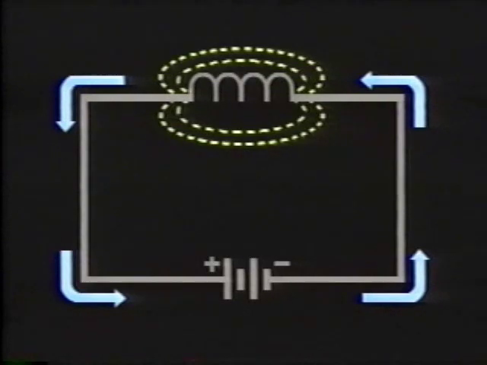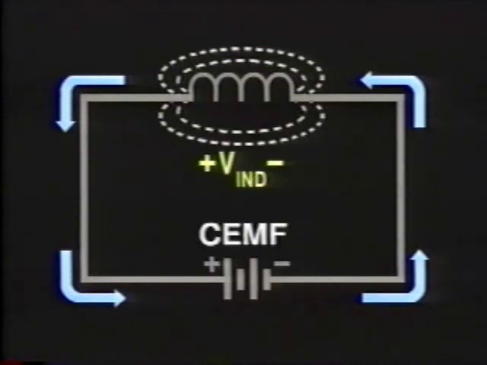This changing magnetic field, in turn, induces a voltage across the coil. The polarity of this induced voltage is such that it opposes changes in the magnitude of the current. This self-induced voltage created is referred to as a counter-electromotive force, or CEMF.